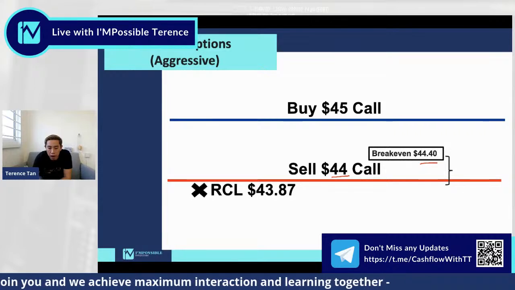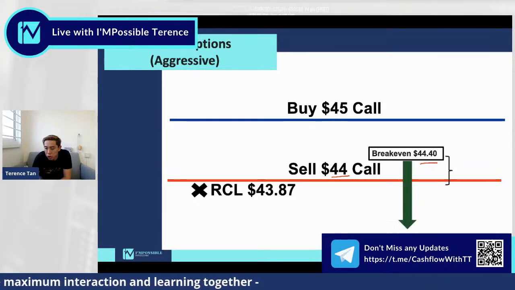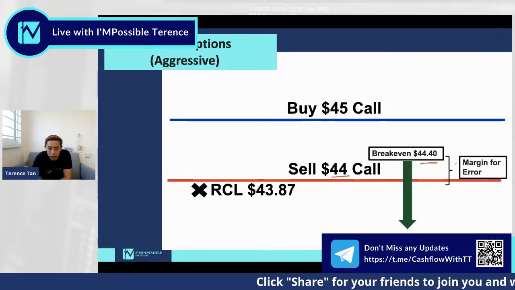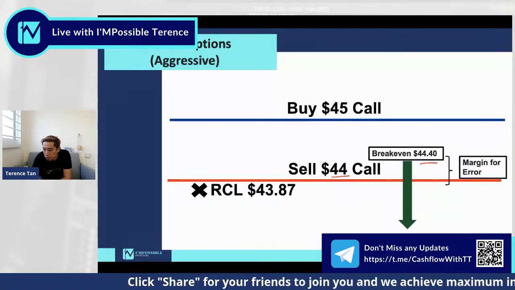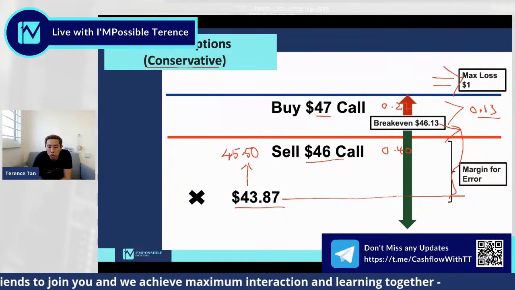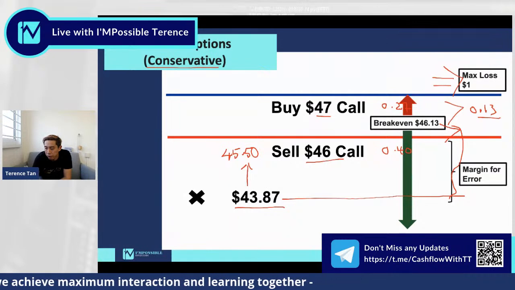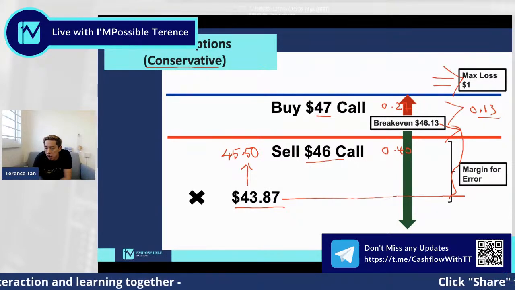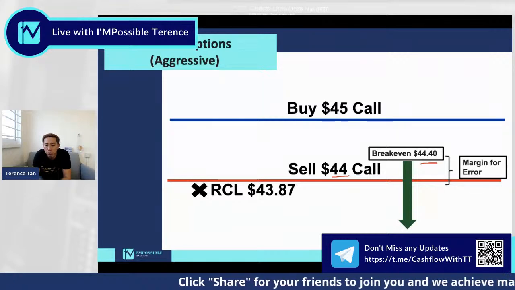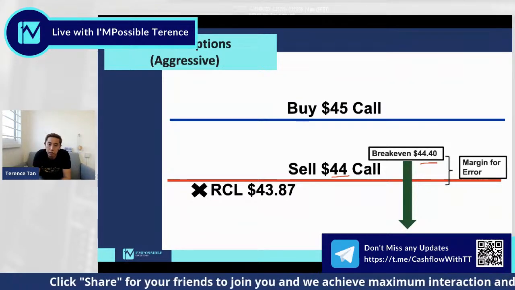The break-even for error is only going to be much smaller than before. Let me just pull up both of them. You realize our break-even was all the way up to 46, versus the one we're doing right now, where our break-even is only 44.40. So you realize we have much less margin for error here.